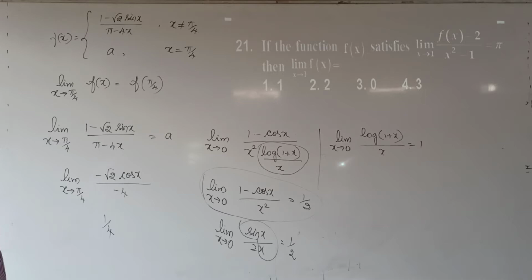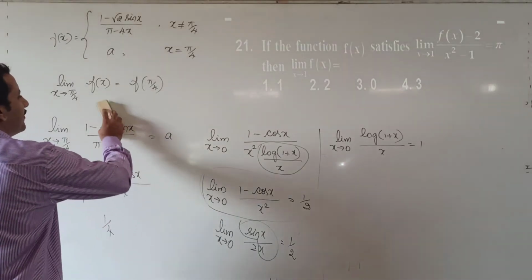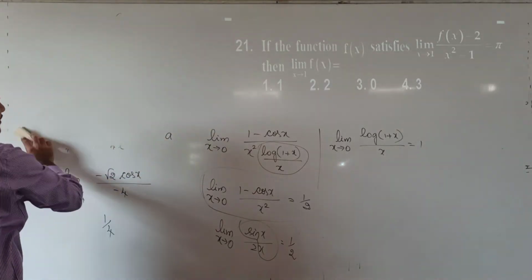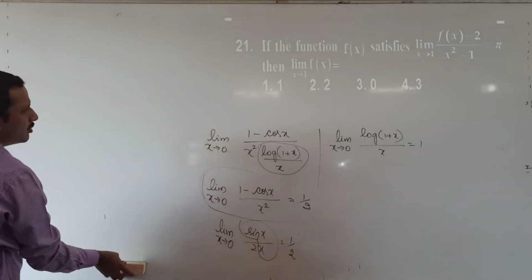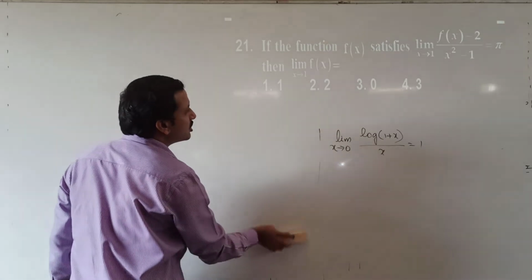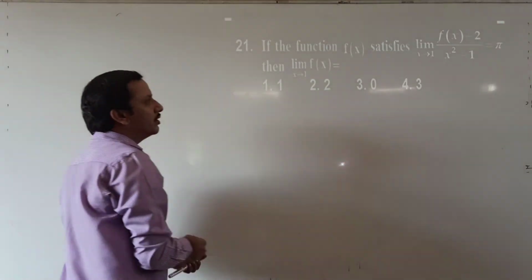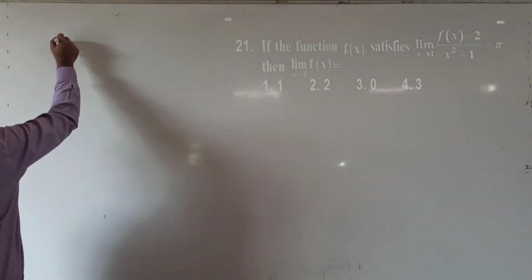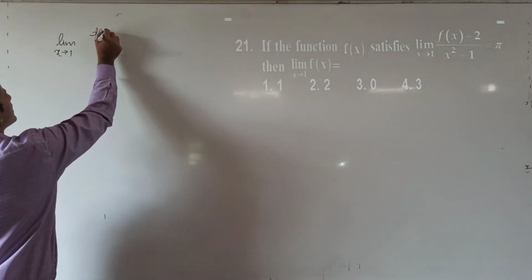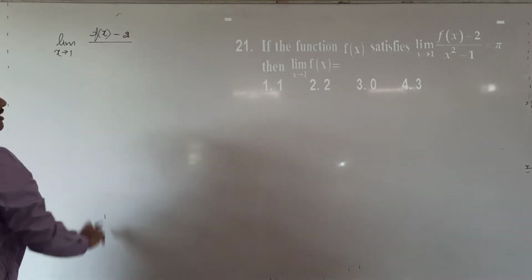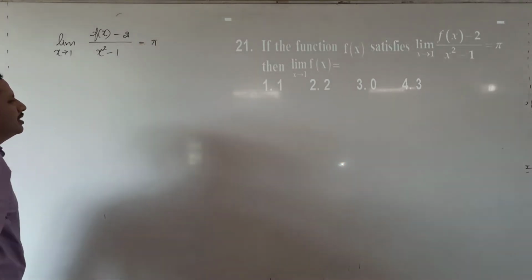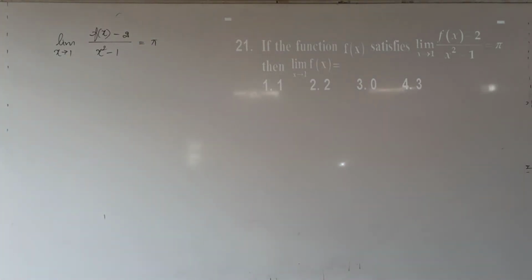Then look at question 21. If the function f of x is satisfied, limit x tends to 1, f of x minus 2 by x square minus 1 is equal to pi. Then limit x tends to 1, f of x is equal to, okay, limit x tends to 1, f of x minus 2 divided by x square minus 1 is equal to pi. This is equal to pi.